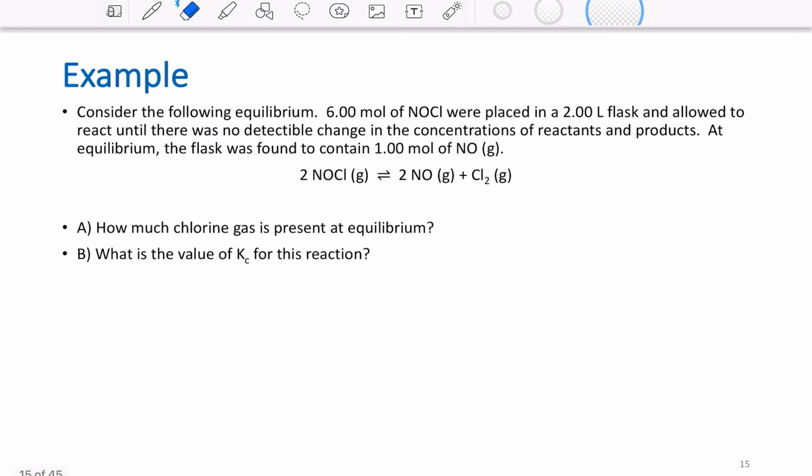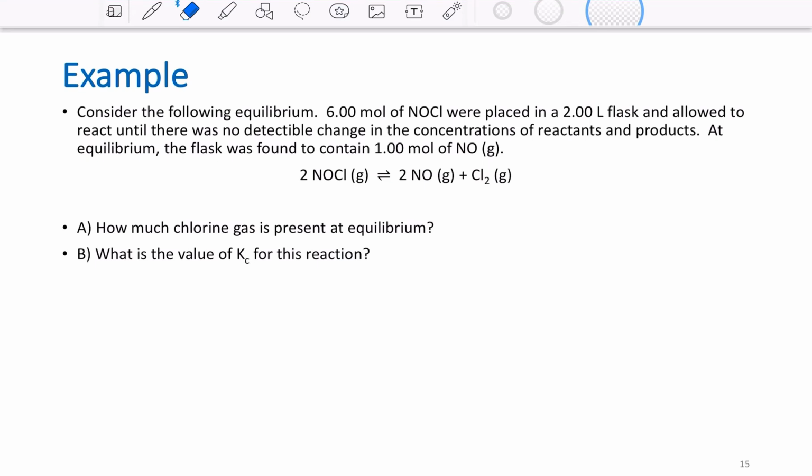So consider the following equilibrium. If I have 6 moles of NaCl and I place this in a 2-liter flask and allow this to react until there's no detectable change in the concentrations of reactants and products. At equilibrium, we found that the flask contains 1 mole of NO. How much chlorine gas is present at equilibrium, and what is the value of Kc for this reaction?